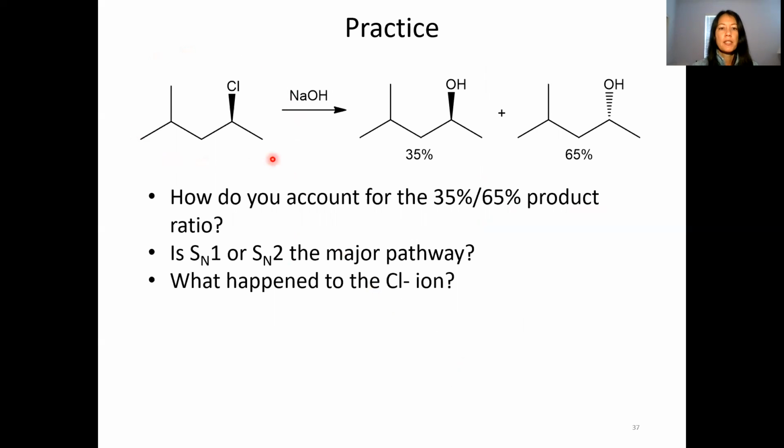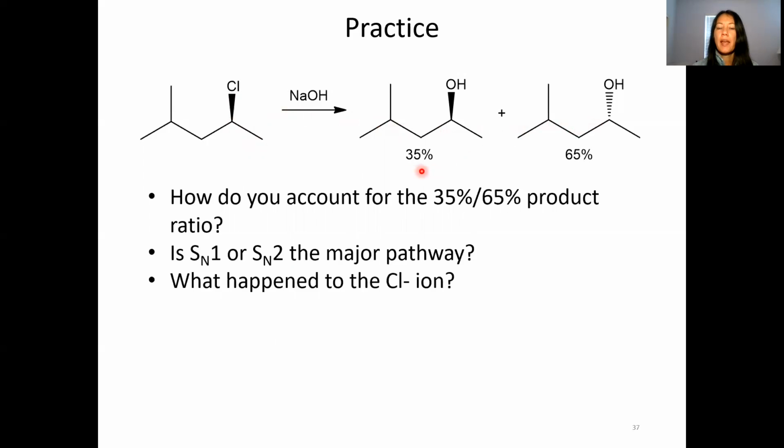Let's look at this. You can do a substitution on this alkyl chloride that has its stereochemistry set. Treat it with sodium hydroxide. You can get a mixture of products.